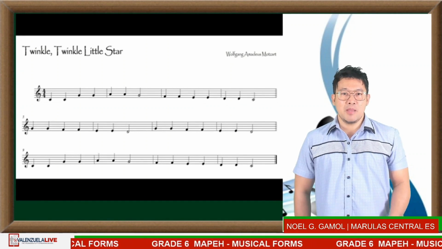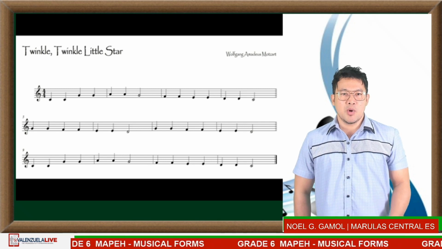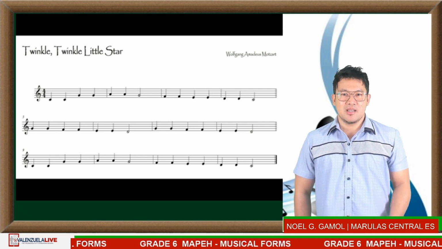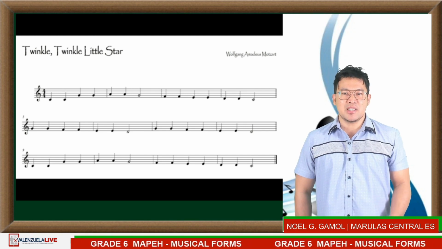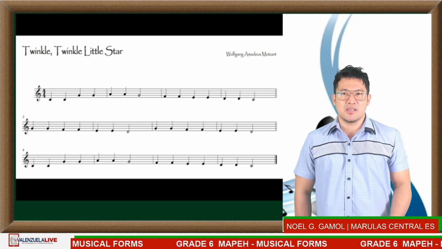A simple and popular example of a ternary ABA form of music is Wolfgang Amadeus Mozart's Twinkle Twinkle Little Star. Let us listen first and analyze the piece by identifying orally the parts of the music.